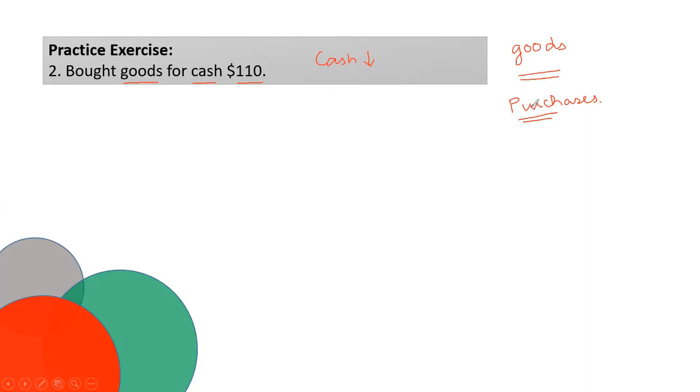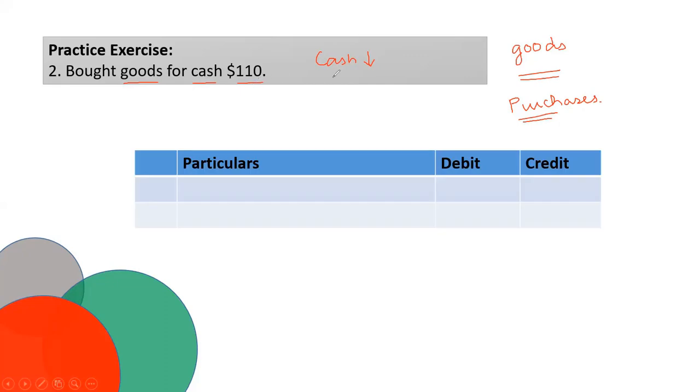We can write inventory, we can write purchases, or we can write merchandise. There are different names in different systems. Here we will use purchases for the term goods. Cash is going out from the business. We know that cash is a current asset for the business, and when cash is going out, it should be credit, because when cash is increasing, it is debit. So vice versa, cash is decreasing, so it will be the credit entry, 110.